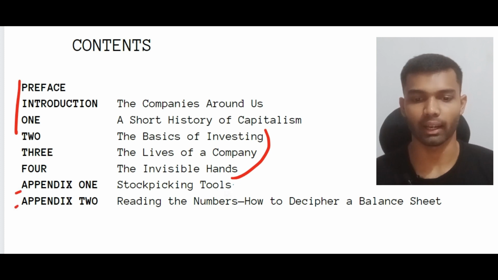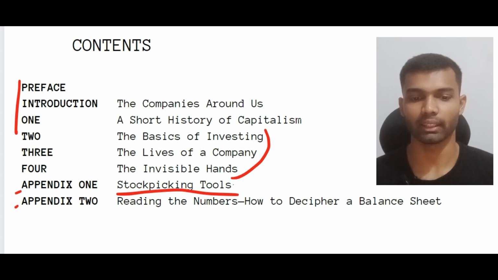Okay, and now in the Appendix 1, Peter Lynch talks about the stock picking tools. Peter Lynch mentioned that in earlier days, as a retail investor, it was a really hard time to access the data of the company and to know about the company. But nowadays, with the help of the internet, it is very easy for an individual investor to access the data and the price of the stock.